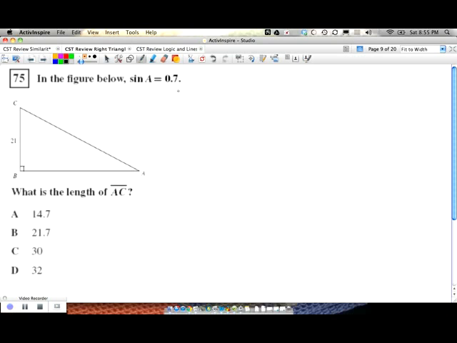In the figure below, sine of A equals 0.7. What is the length of AC? So it's asking us this length here. So we'll call this our hypotenuse, or H for short. And we know that if we have this angle here, because that's the angle that it's talking about, let's look at our trig relationships and see which acronym is going to help us. SOHCAHTOA. Okay, I got sine then.